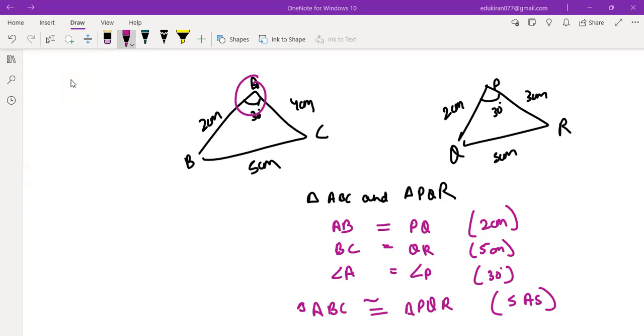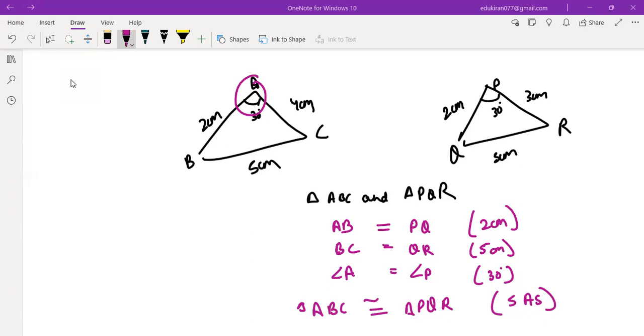Ma'am, so when do we know when to use the SAS rule? No, you tell me what was the question. So when two sides are not equal in the given figure. Yes, when all the three sides are not equal. Okay, ma'am.